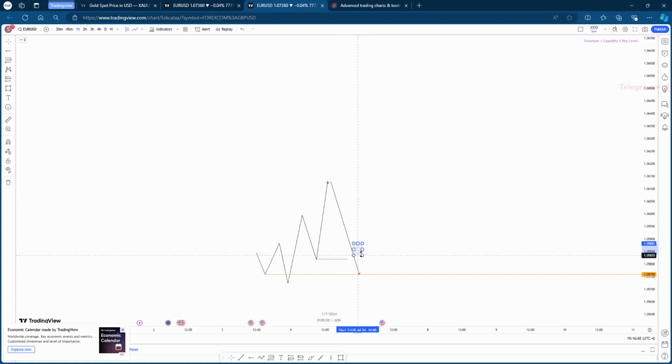The moment you see price close above like this, just go one time frame lower, right? Let me put this. So you see price tapped into this like this.